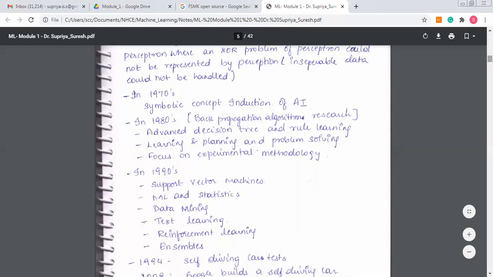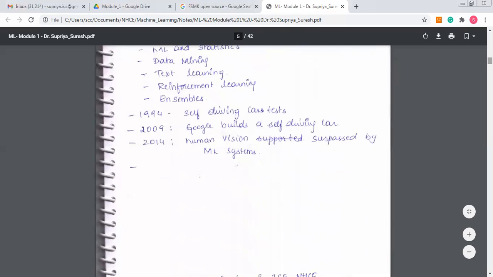Okay. But these were certain developments that happened in the 1990s with respect to the support vector machines, ML statistics, data mining, text learning, reinforcement learning, and ensembles. In 1994, they started testing the first self-driving cars. In 2009, Google built a self-driving car. In 2014, human vision was surpassed by ML systems. Yes, a lot of image processing techniques, digital photography, computer vision, with respect to artificial intelligence. There's an enormous research growth that has happened with ML. So this is just the basic history of ML.